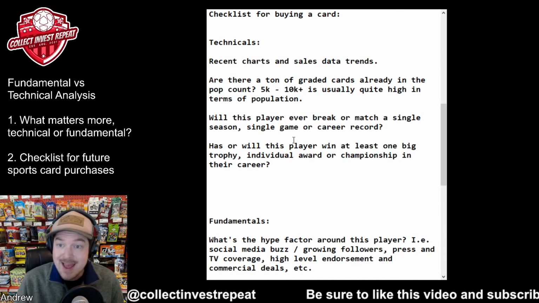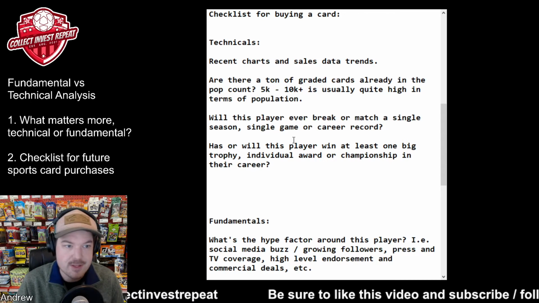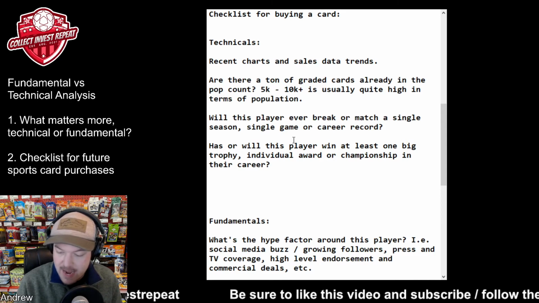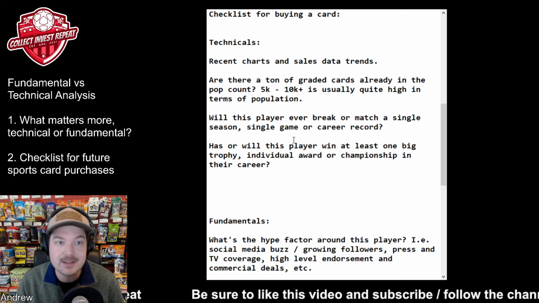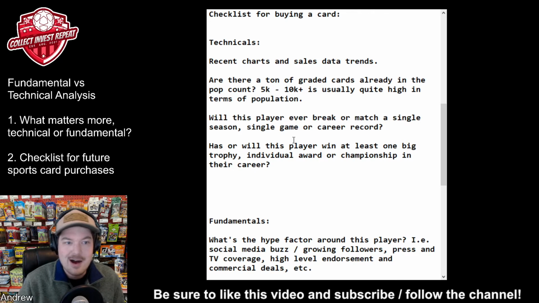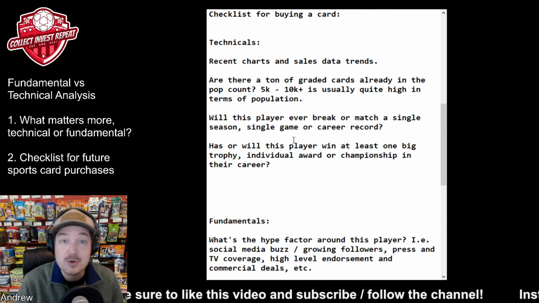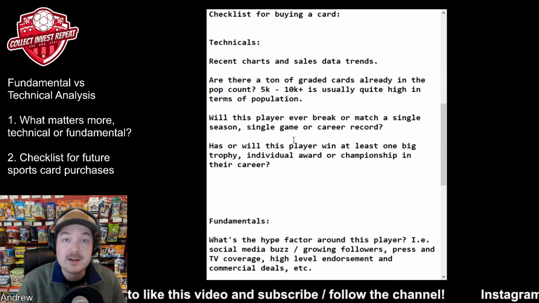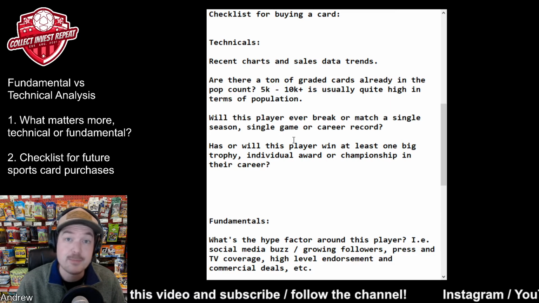Will this player ever break a match or single season, single game, or career record? So that's another thing you want to maybe ask yourself when you're picking up a card. So with Malik Monk, I've noticed when I started watching him a lot more closely recently, he's definitely pretty deadly from three. So will he break a record? Maybe, maybe not. You would hope maybe in a single game, maybe in the first round of the playoffs, maybe comes close to tying a playoff record for made threes, or maybe sets a Lakers record for made threes or something like that. That would really play into maybe a good time to flip it if he has a huge game.